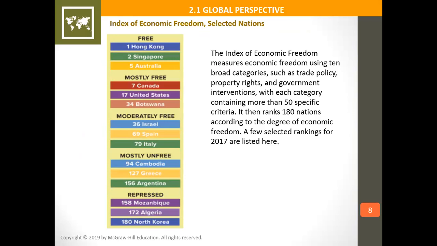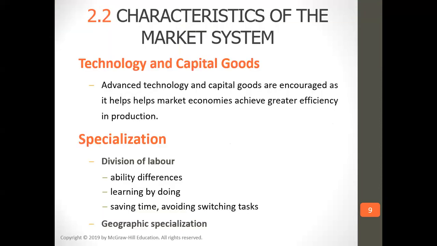The most market-focused economies in the world are Hong Kong, Singapore, and Australia. Then Canada, United States, and Botswana come in after. And then Israel, Spain, Italy are more a mix between command and market. And then Cambodia, Greece, and Argentina lean more to the command economy side. And then Mozambique, Algeria, and North Korea are more command economies.